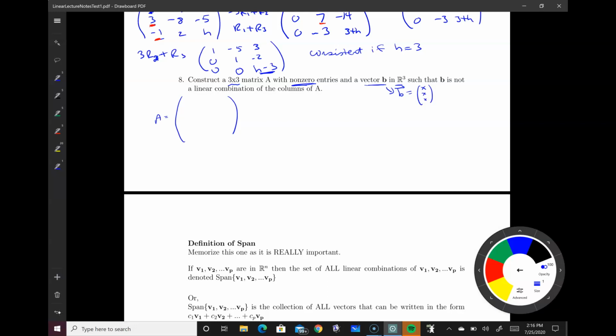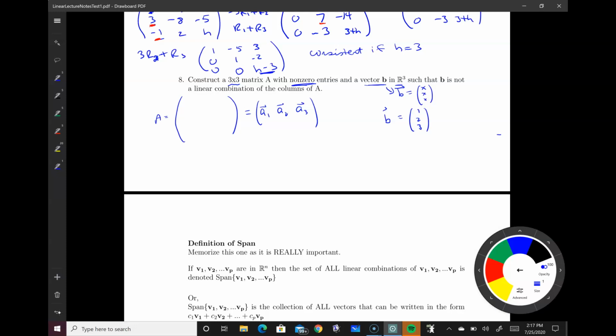so that I cannot get to this vector B from the columns of A. So again, this would be like your A1, A2, and A3. So what would the A's have to look like, and what would B have to look like so that I could not get to the vector B from the matrix A? So I'm going to make up a B. I'm going to say this is 1, 2, and 3.